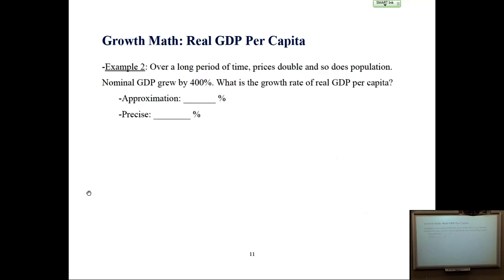So here's an example. Go ahead and pause the video to work out what happens. So we're having 400% nominal GDP growth over a long period of time. Then we have prices doubling. That means 100% inflation. GPOP's also going to be 100%. So go ahead and pause the video and work out what is the approximate and what is the exact growth rate of real GDP per capita.